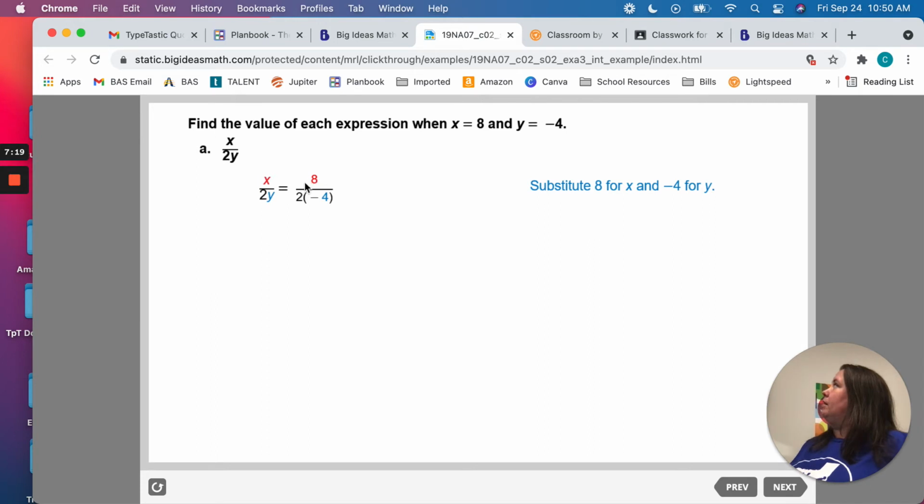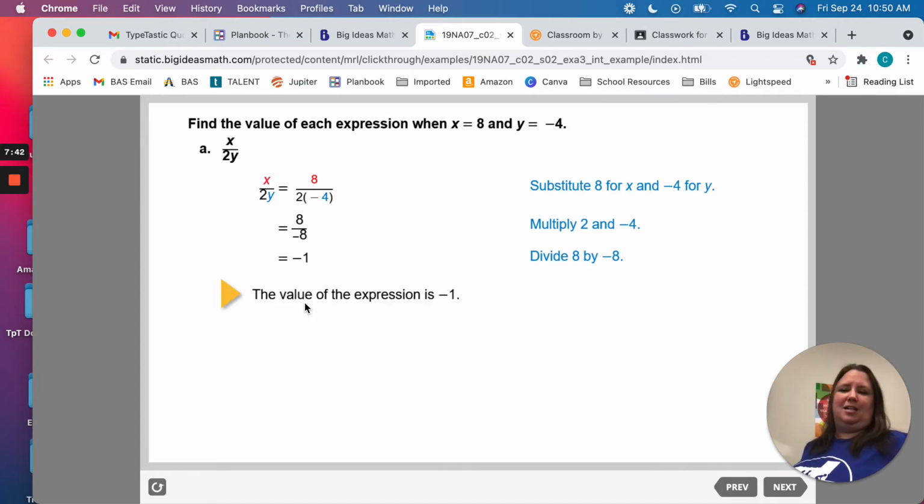Okay, so now we're going to solve this. According to PEMDAS, I do this stuff first, right? Yes. What's 2 times negative 4? Negative 8. Now I divide. What is 8 divided by negative 8? 8 divided by 8 is 1. But is it positive or negative? So you should get a negative 1. Okay? Everybody follow that? Yes. Okay, hold on just a second before you move on.